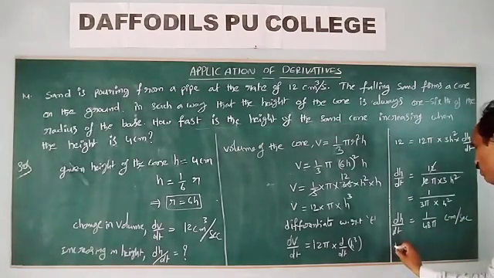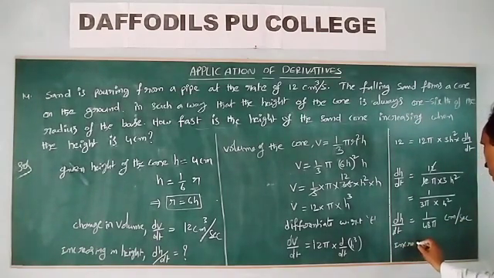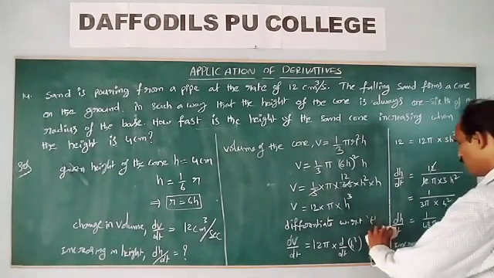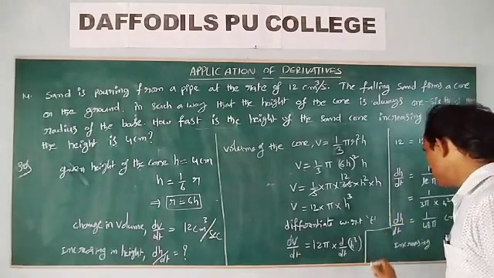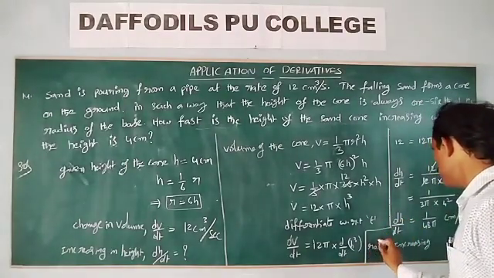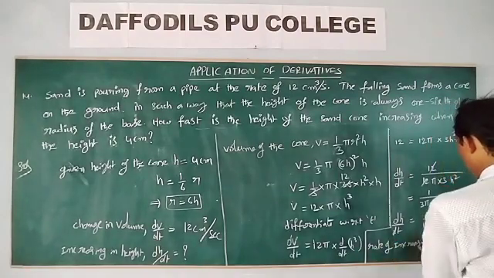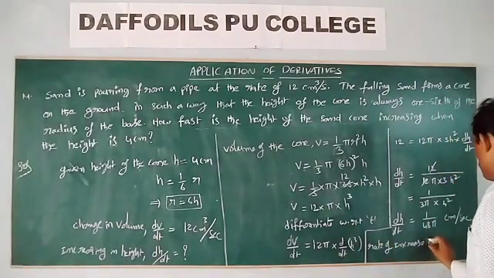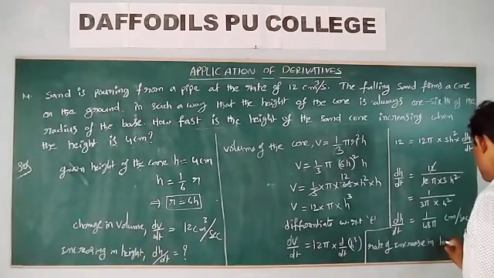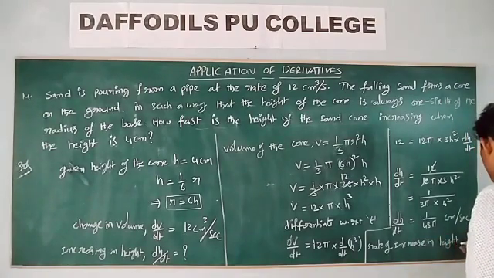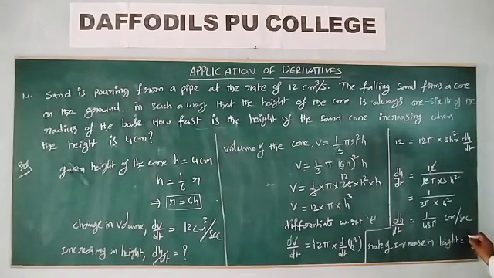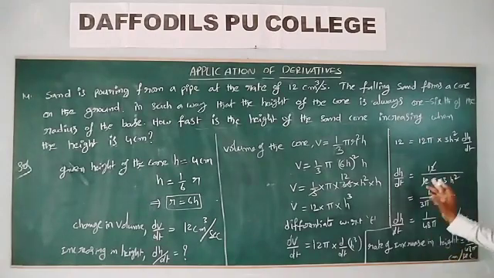Okay, finally what is increasing? The rate of increase in height, dh by dt is equal to 1 by 48 pi centimeter per second. Okay, this is the problem.